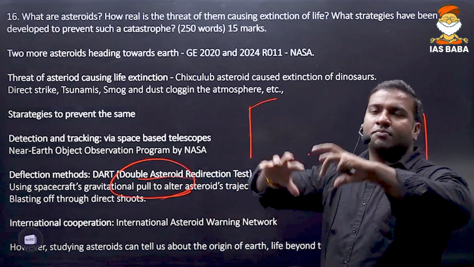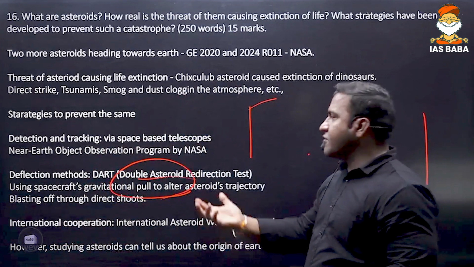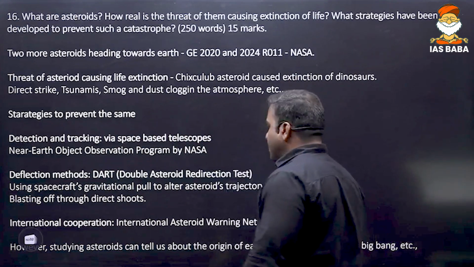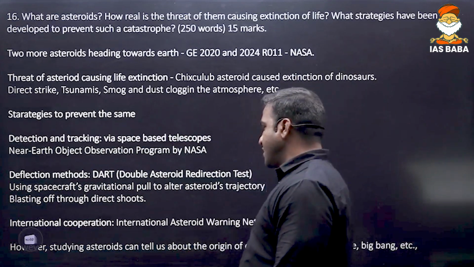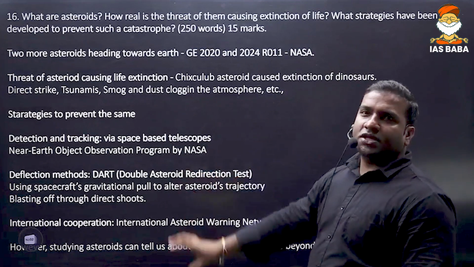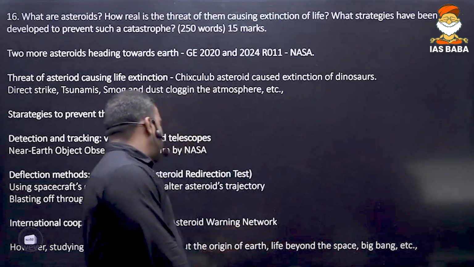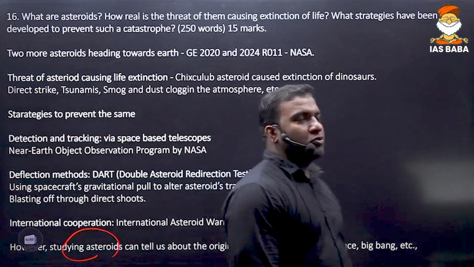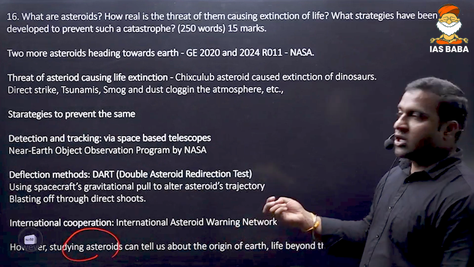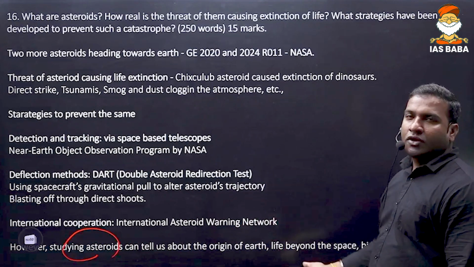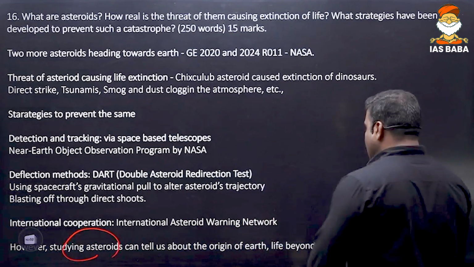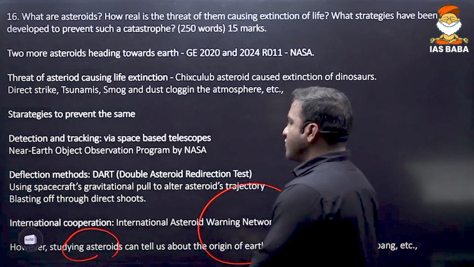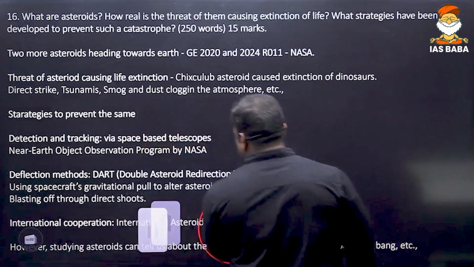Then international cooperation, that is the International Asteroid Warning Network. We come up with many satellites, all of them tracking and tracing the asteroids approaching the Earth, so that we are informed in advance. Here we mentioned how asteroids can be a threat. At the same time, studying asteroids can be very helpful. It can give information about the Big Bang theory, what the Earth was billions of years ago, the solar system, the birth of stars, life beyond Earth, the origin of the universe. Anything can be studied. So with a positive note on asteroids, you can end it.